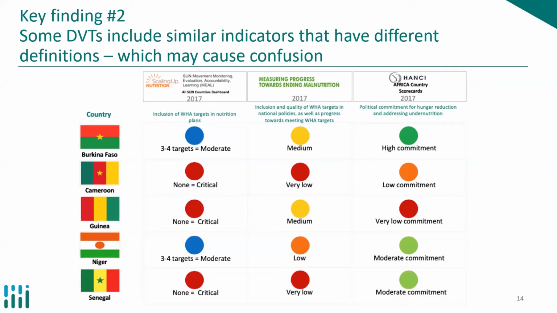So on the left-hand side, you see the traffic light ranking of the inclusion of WHA targets in nutrition plans by Sunmeal. In the middle, you see the ranking of nutrition targets and their quality by the Action Against Hunger Scorecard on measuring progress towards ending malnutrition. And then on the very right, you see the political commitment ranking of countries by the Hunger and Nutrition Commitment Index. As you can see, traffic light ranking varies significantly across these tools.